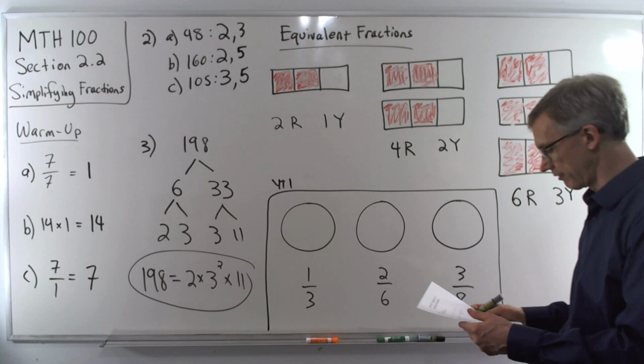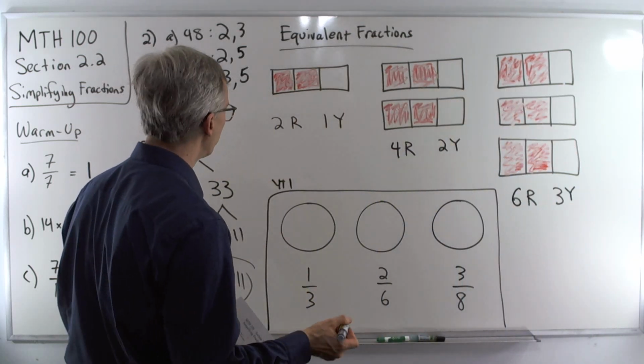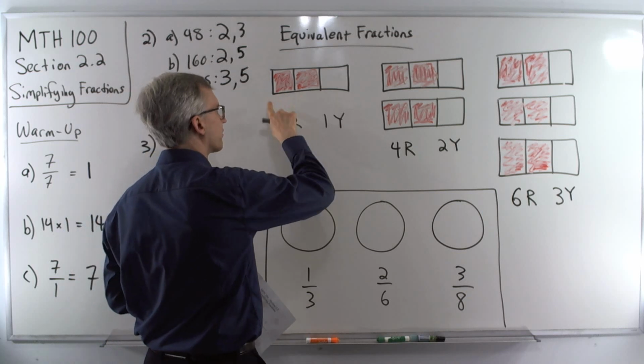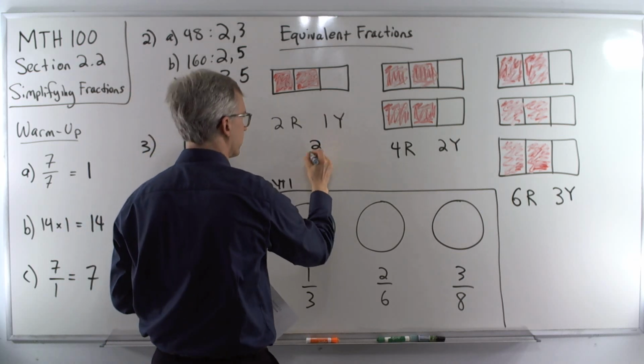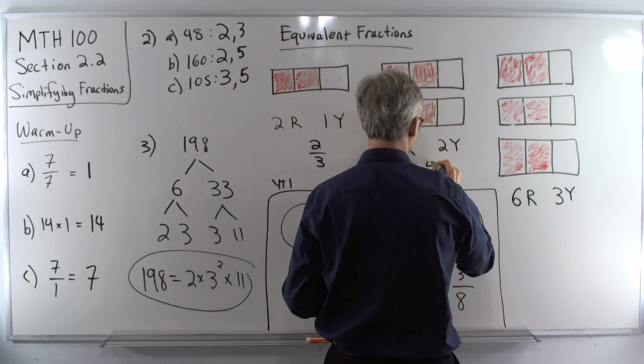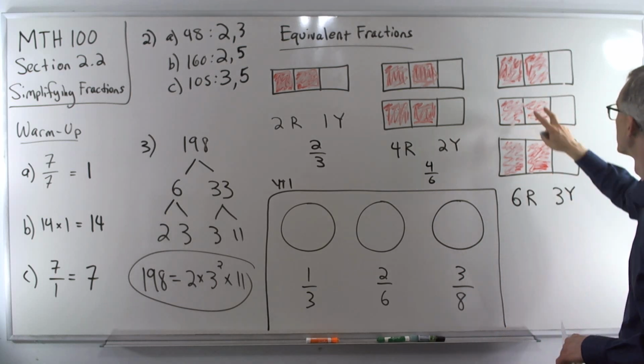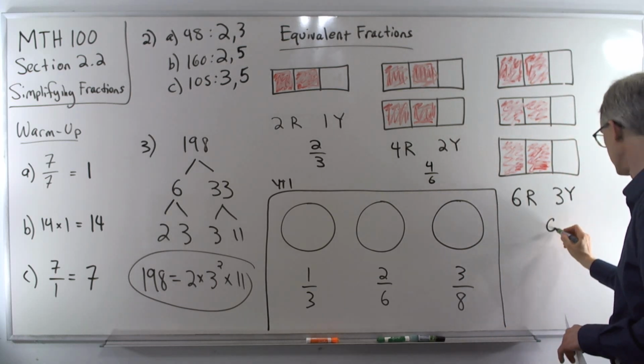So what we can do is create fractions representing the number of red beans out of the total number of beans. So this is 2 out of a total of 3, so this is 2/3. This is 4 out of a total of 6, so that's 4/6. And this is 6 out of a total of 9, so that's 6/9.